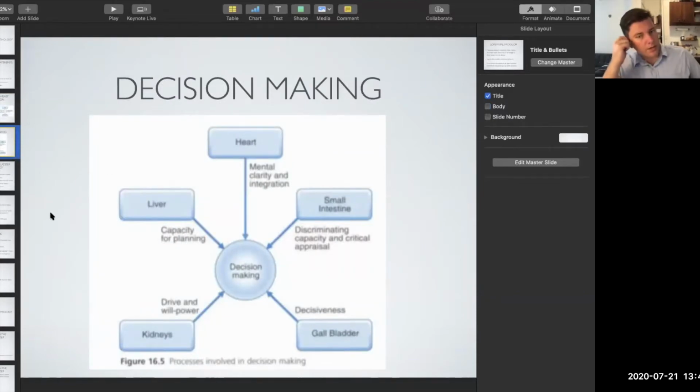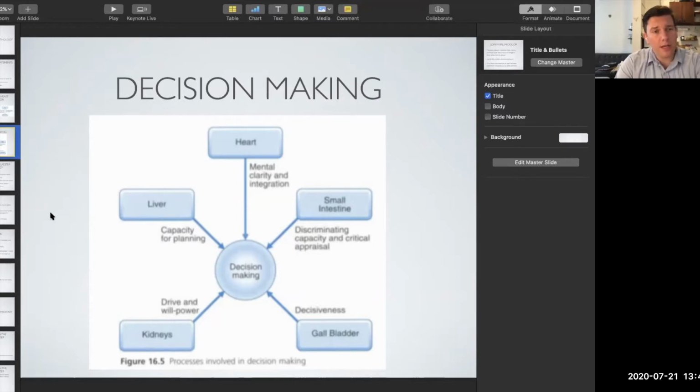So Maciocia breaks down decision-making into these five different organs, and I'd argue about details within this, but overall it's fairly accurate. My understanding of the heart couldn't be much more different from Maciocia's. The idea of mental clarity and integration happening there, I disagree.